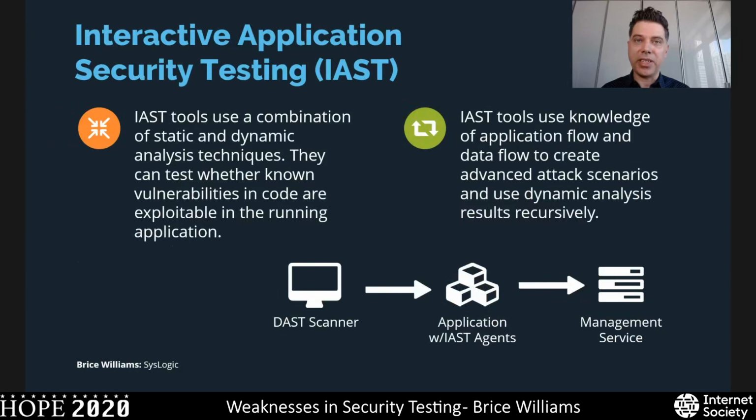Interactive Application Security Testing, or IAST. IAST tools use a combination of both static and dynamic analysis techniques. They can test whether known vulnerabilities in code are exploitable in the running application. They use knowledge of application flows and data flows to create advanced attack scenarios and use dynamic analysis results recursively. In this diagram at the bottom, you can see a typical DAST scanner is one component of the solution. Then you have your application, which is instrumented, or has IAST agents installed, on a virtual machine or in a container. And then there's a management service that collects the results or the telemetry data about the particular attack and has much more context about the attack as it's occurring.